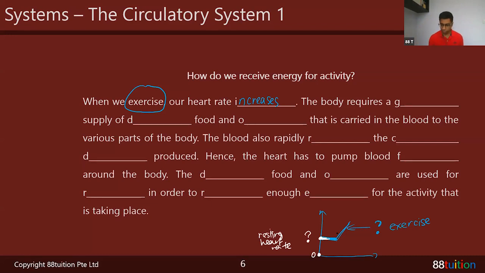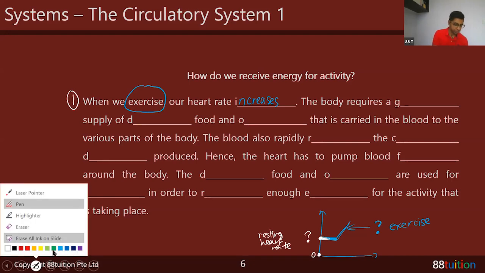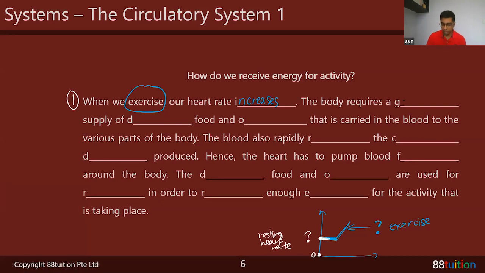The same thing. So let's continue and finish up the blanks here. This will be quick, but we will be going through this paragraph at least four times during the exercise later, so make sure you remember what's being done in this paragraph. When we exercise, our heart rate increases. Step number one. Then the body requires a greater supply of digested food. Because you're going to exercise, you need to take the energy from your food and also oxygen, the two main important things that you require for energy, that's carried in the blood to the various parts of the body.